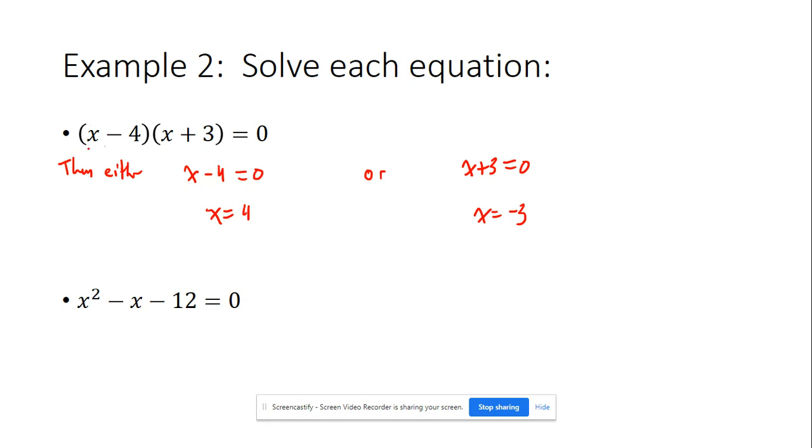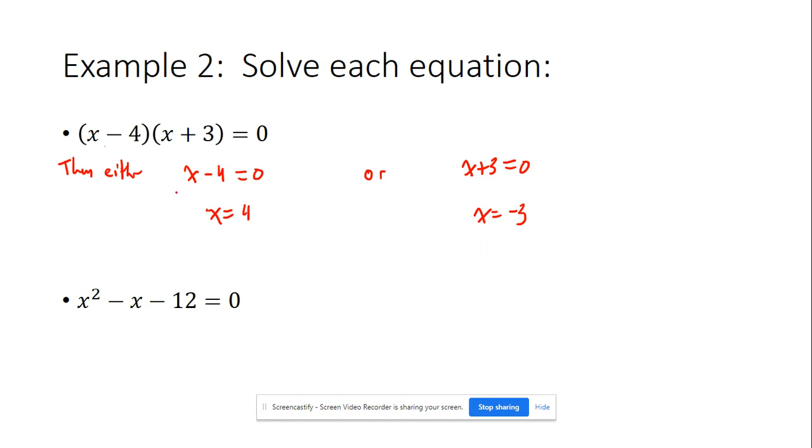So if I plug a 4 in here, 4 minus 4 is 0, 4 plus 3 is 7. That gives me 0 times 7, which does in fact equal 0. If I plug in negative 3, negative 3 minus 4 is negative 7, negative 3 plus 3 is 0, and negative 7 times 0 does equal 0. So my two solutions to this equation are x equals 4 and x equals negative 3.